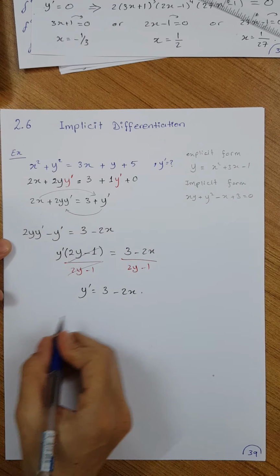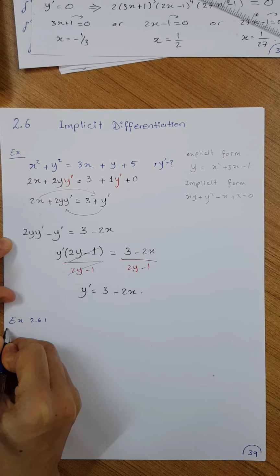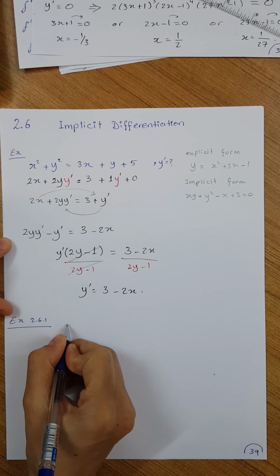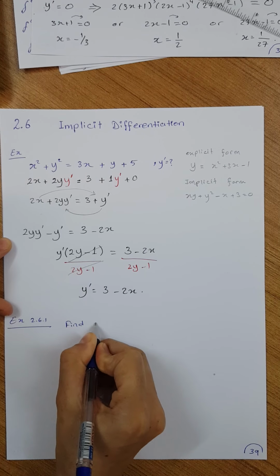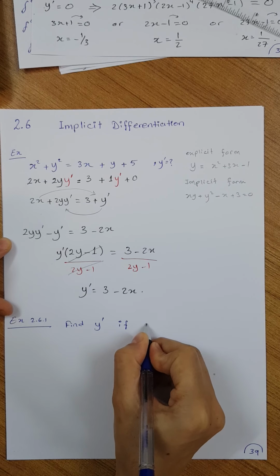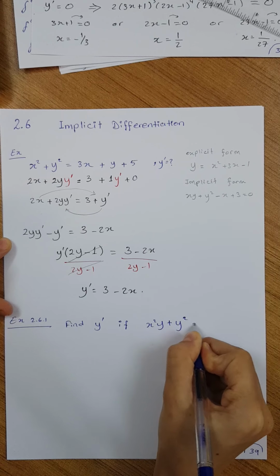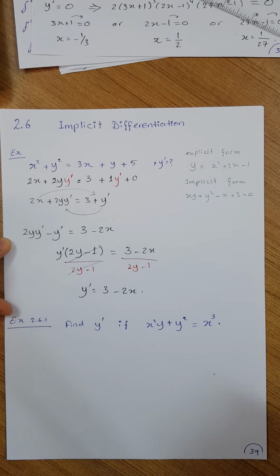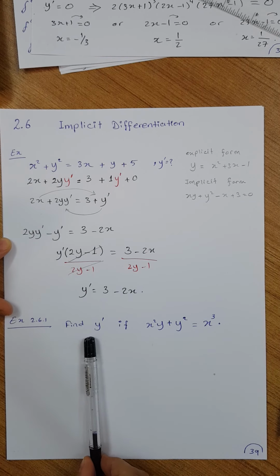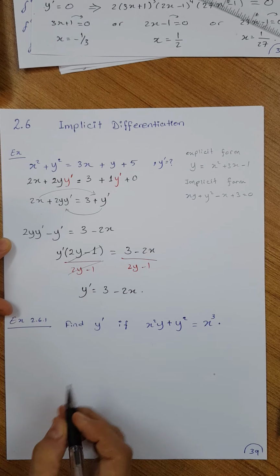Now we are moving to the first example that is given in the course material, that is 2.6.1. It says find y prime if x squared y plus y squared is equal to x to the power of 3. So here it doesn't say differentiate, okay? It says y prime, so you have to do further steps to get to the solution.